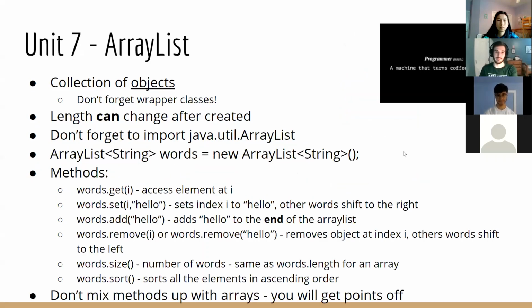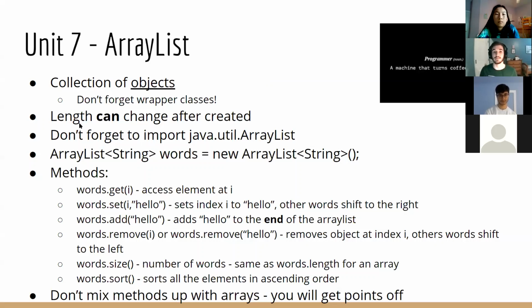ArrayLists. This is a big one. It's a different kind of collection, and it can only hold objects. If you need to hold something like an integer, you can always use your wrapper classes, which for int is going to be Integer with a capital I. And all of the primitive types have wrapper classes.